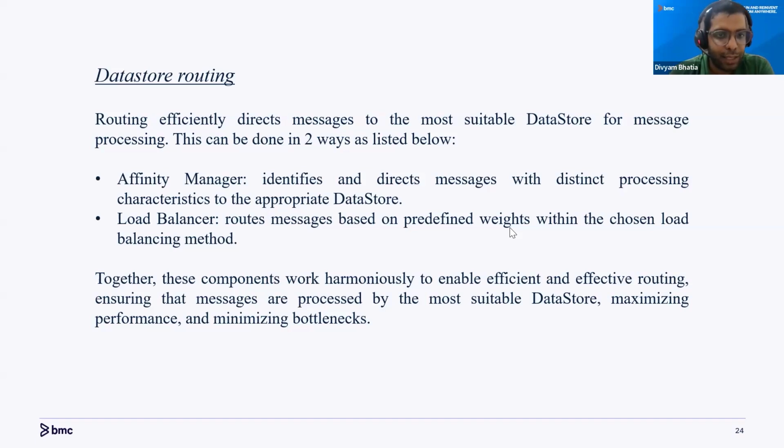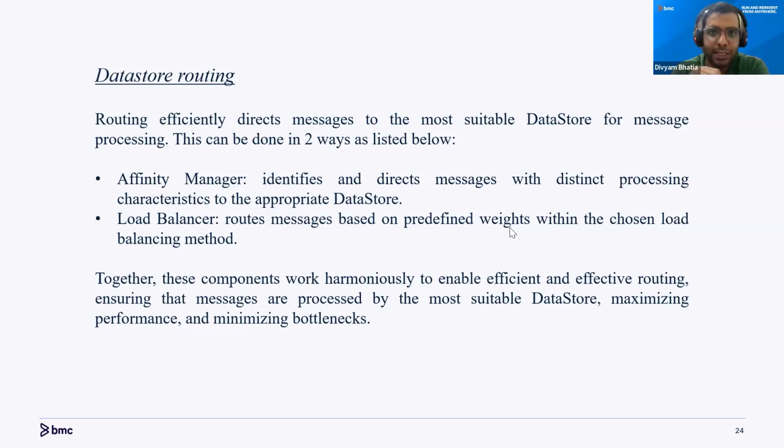It is done through Affinity Manager, which identifies and directs message with distinct processing characteristics. So essentially, if a set of messages has certain characteristics of processing, it will be sent to the appropriate data store. So essentially, it forms the groups of characteristics, and according to that, it goes about and sends it to the appropriate data set. And then we have the load balancer technique, wherein the messages are routed based on predefined weights within the chosen load balancing method.